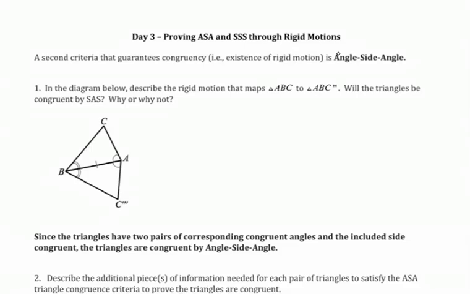Today we'll be discussing two additional criteria that we can use to prove triangles are congruent. So far we've discussed side angle side. Today we'll be discussing what are known as angle side angle and side side side.